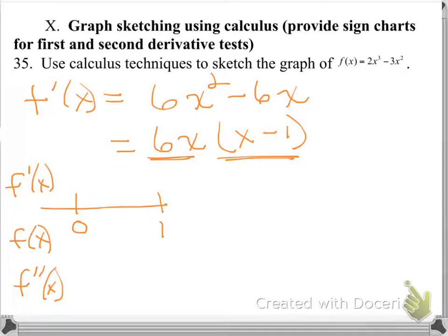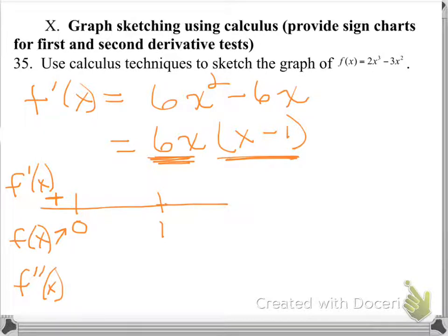So I'm going to use my factored form. Pick a number to the left of 0. So pick -1. If I plug a -1 in here, I get a negative. In here, I get a negative. A negative times a negative is a positive. I'm going to have my slope be positive. Therefore, my function is sloping up during that interval.